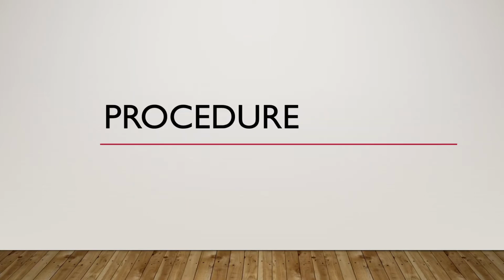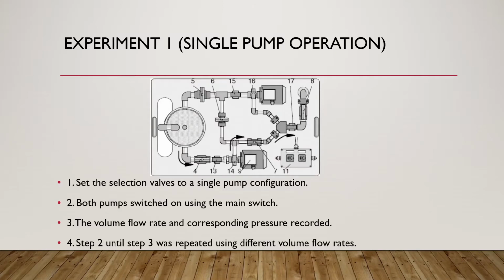For the procedure, for experiment 1, which is a single pump operation, step 1 is to set the suction valve to a single pump configuration by looking at the picture given. The single pump configuration is where only valve 4 and valve 7 are set to open, and the other valves are set to close.